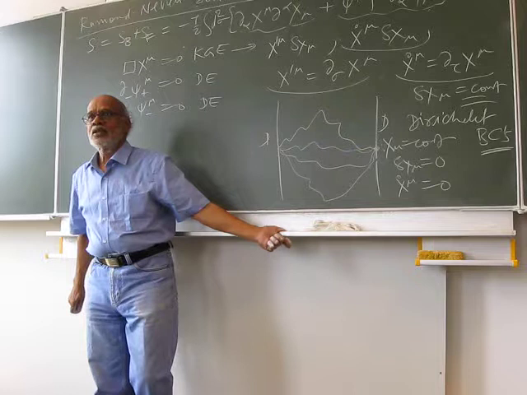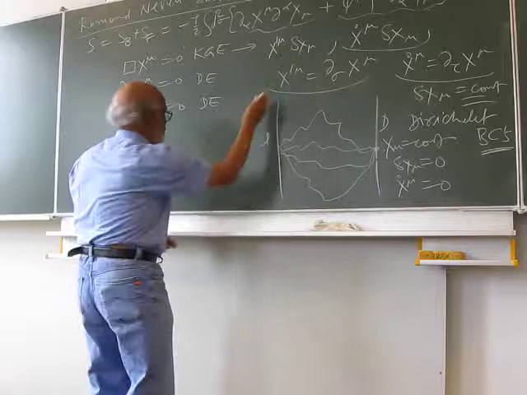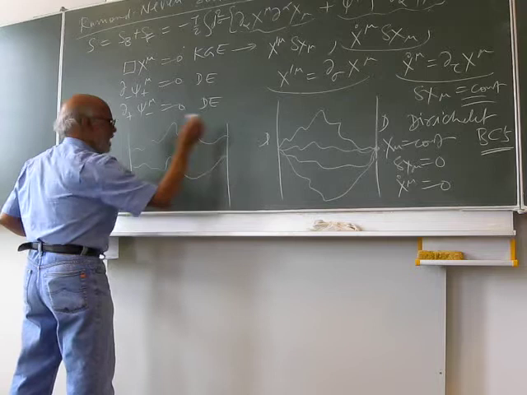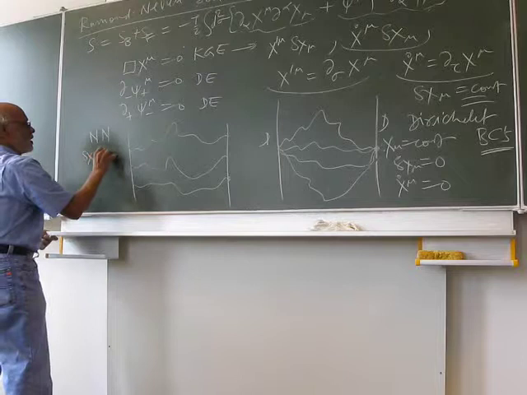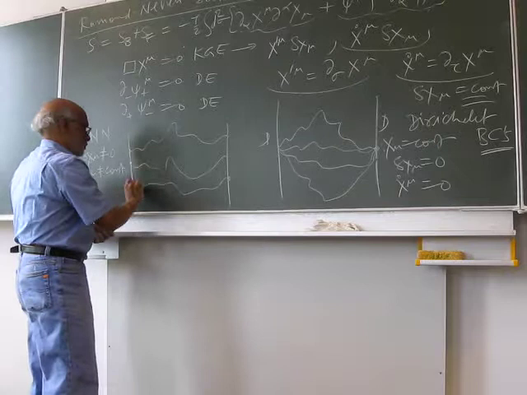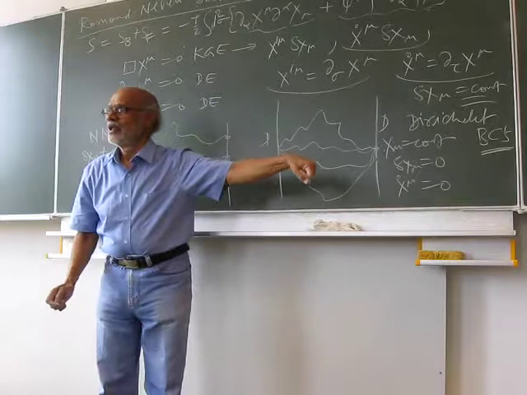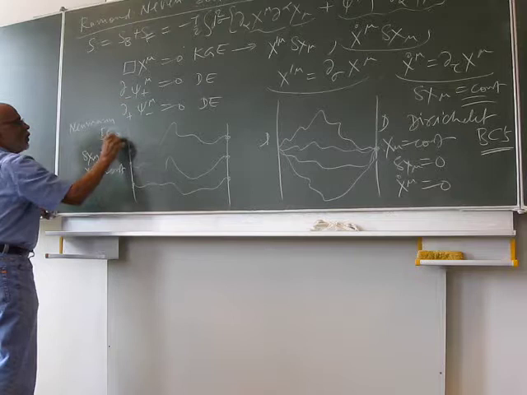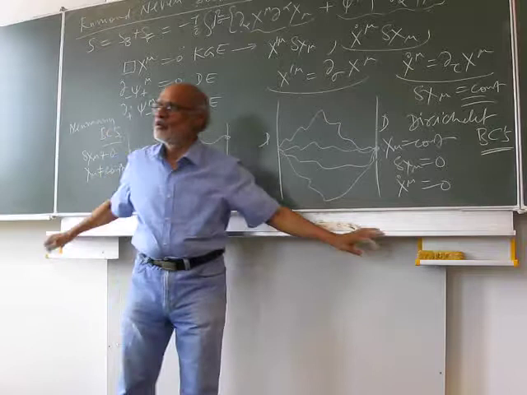And how to make this thing vanish? We impose x prime to be arbitrary. So what happens here? Delta x mu is not zero, so x mu is not constant. The end of the string can move around. These are called the Neumann boundary conditions. So here, for a simple illustration, I have shown Neumann and Dirichlet boundary conditions.